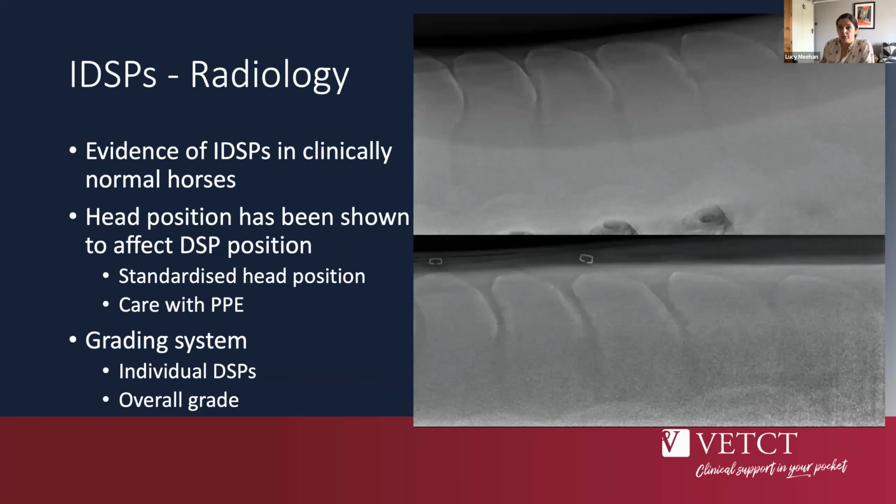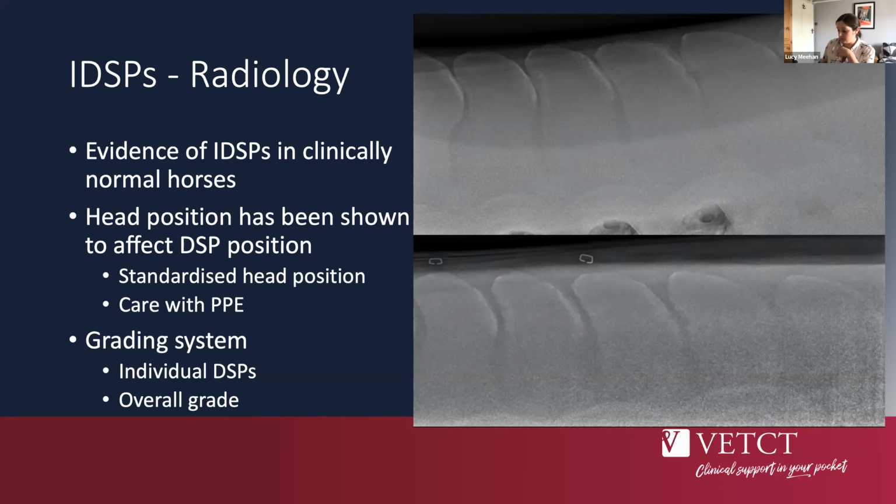So as I've said, we do see these in normal horses. The important thing to note is that head position has been shown to affect the position of dorsal spinous processes, or spinous processes, radiographically. So these two x-rays are of the same horse. This was the x-ray that we took where we diagnosed that this horse had probably significant impinging spinous processes. So we've got probably 4, 5 spaces affected. We've got some sclerosis and we've got some lucency here within the spinous processes. So we were pretty confident this horse was blocked as well, and the horse improved under saddle following diagnostic analgesia.